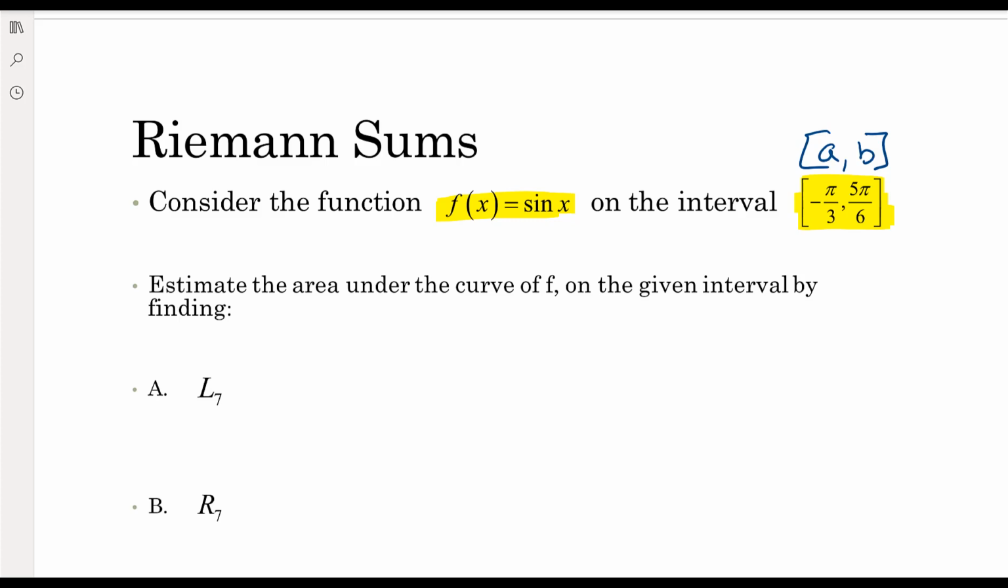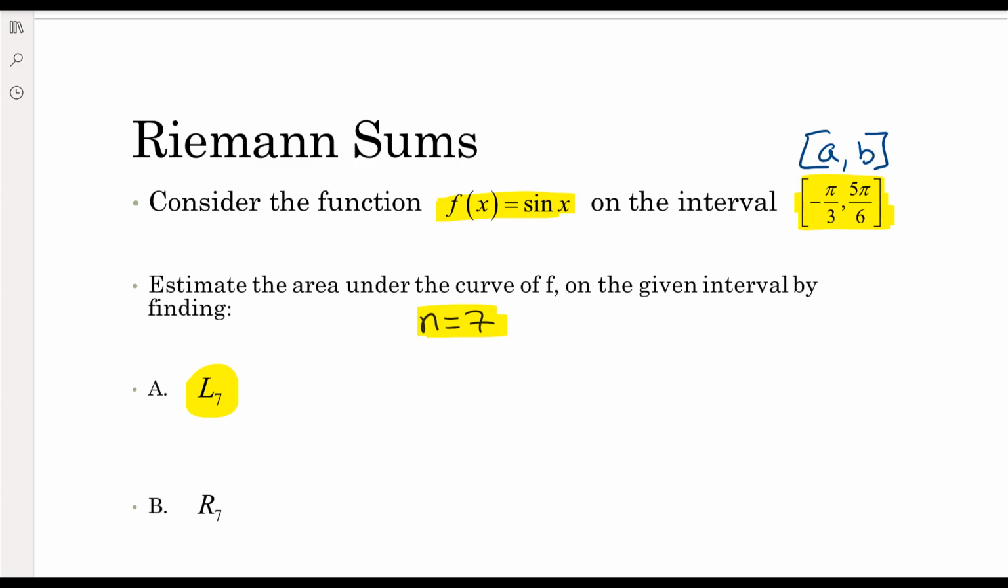We have an interval. And what it wants us to do is estimate the area under the curve of f on the given interval by finding L7. Now what is L7? That's saying that we want to use our left-hand limits, and break it up into 7 pieces. So we're going to make 7 different little rectangles.